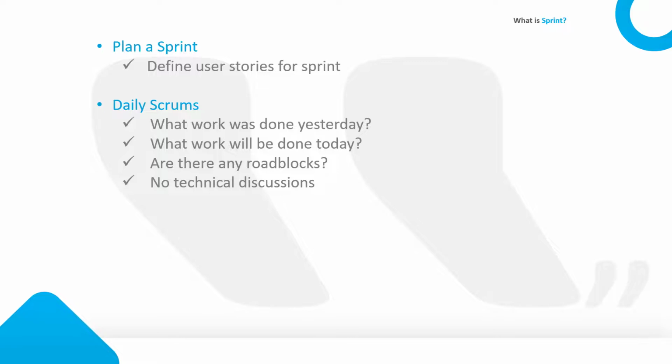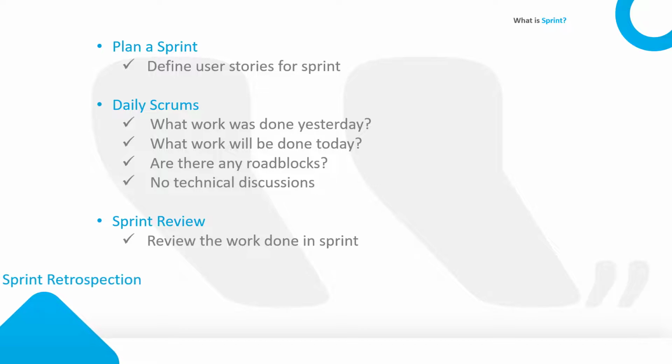Now when the sprint ends, let's say in 2 weeks, there is something called a sprint review. At that point, we will review the work that was done in the sprint. And finally, this is not a step that every development team does, but there is something called a sprint retrospection. In that, they discuss what can be improved in the sprint and whether anything could have been done better.